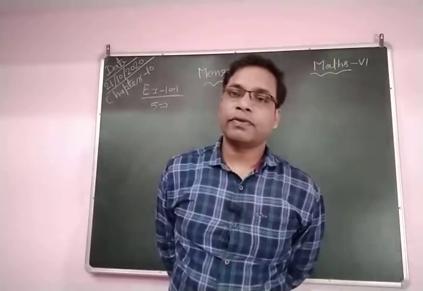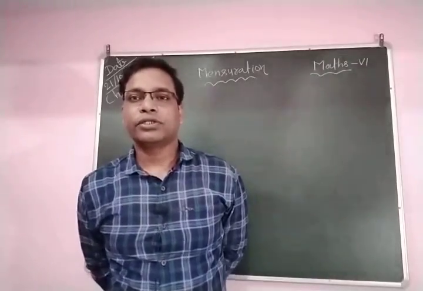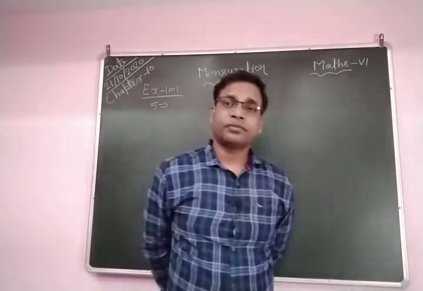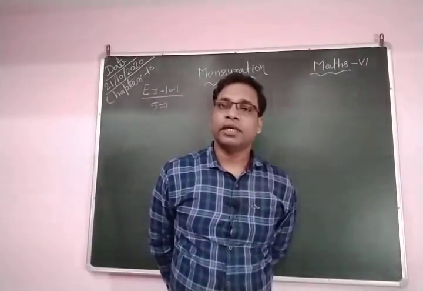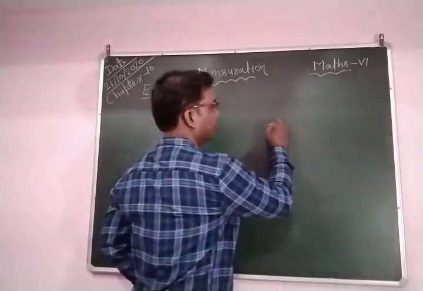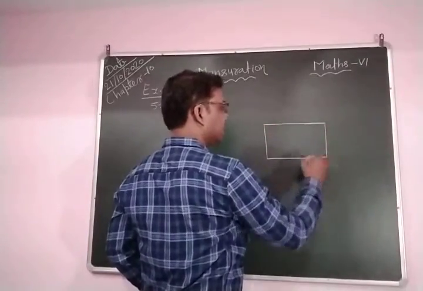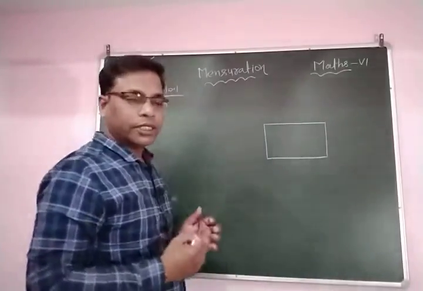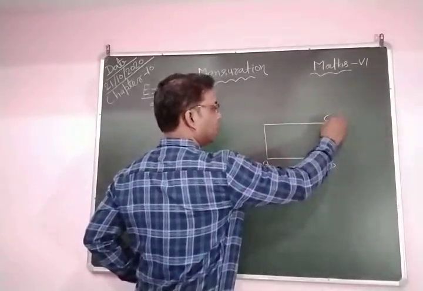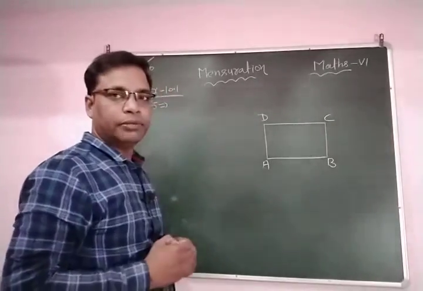Okay, suppose you need to find the perimeter of a rectangle. The perimeter of a rectangle is equal to 2 into (length plus breadth), because you know very well the rectangle has 4 sides and opposite sides are equal. Suppose this is the rectangle ABCD, and we need to find its perimeter.